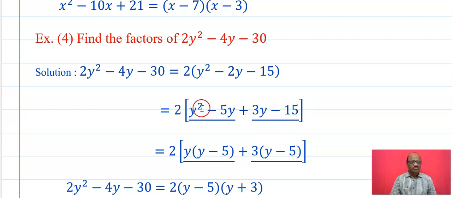What's the common from these two? That is y is common. In bracket you will get y minus 5. What is the common from these two? Here is a 3y and 15. 15 means what? 5 into 3. Take 3 as common, then in bracket y minus 5.